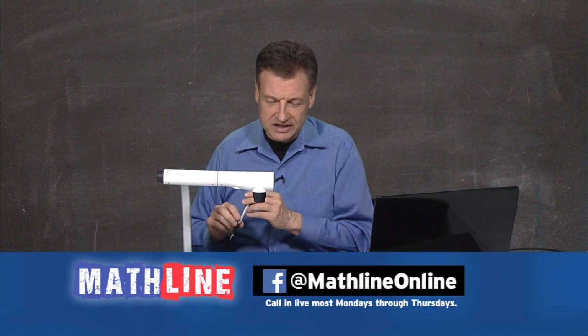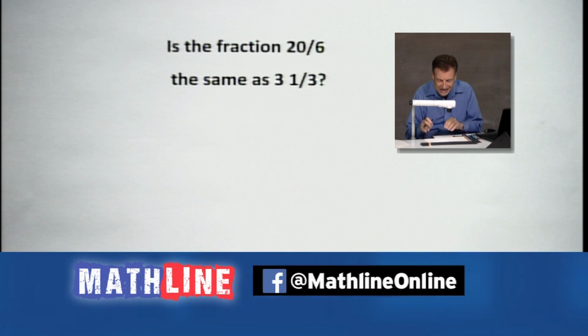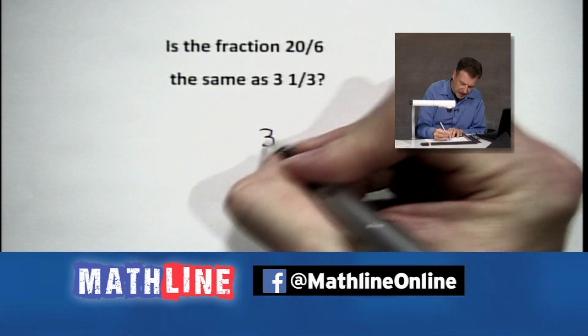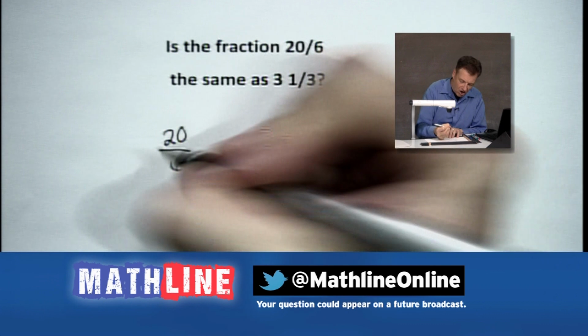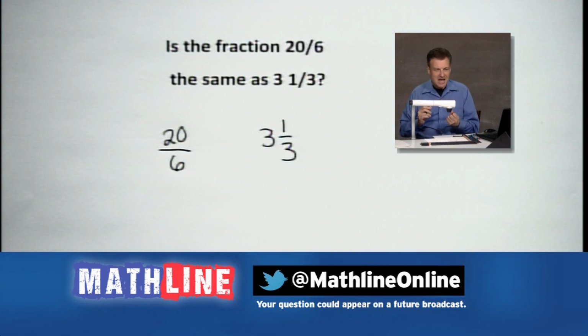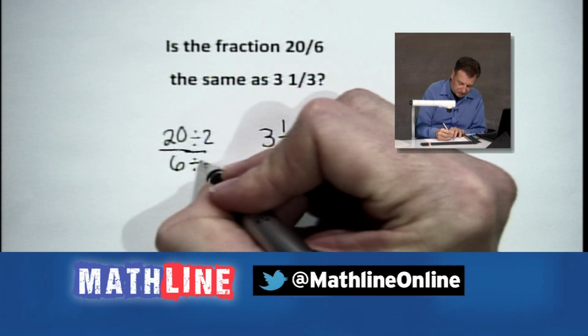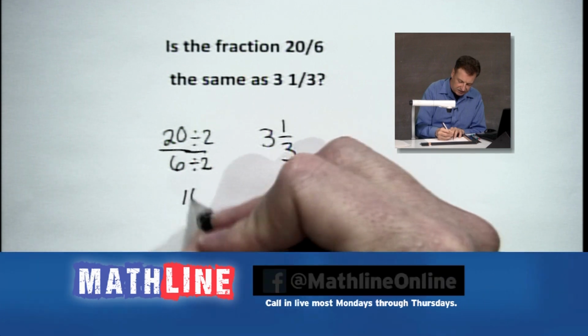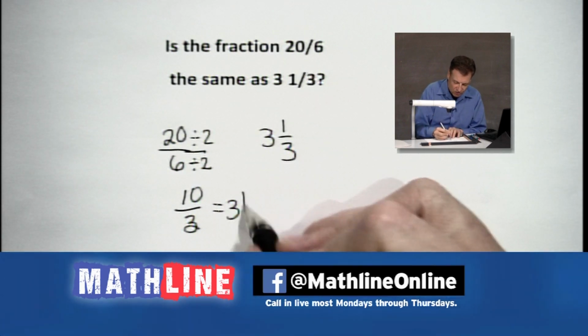Let's take one more look at a problem here, and let's see what we have. We've got the fraction 20 divided by 6, and we've got 3 1/3 that we want to compare it to. What I would do, you better believe it, I would divide this by 2 right off the bat, which is going to give us 10 over 3. Does that sound familiar? It was our first problem on the show, wasn't it? Which gives us 3 1/3.